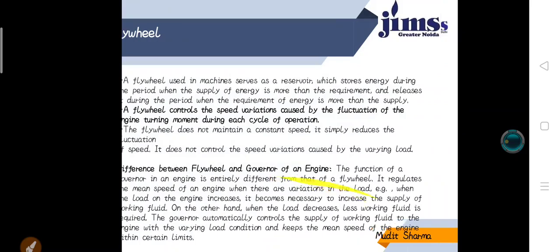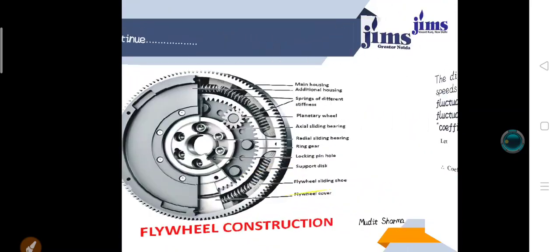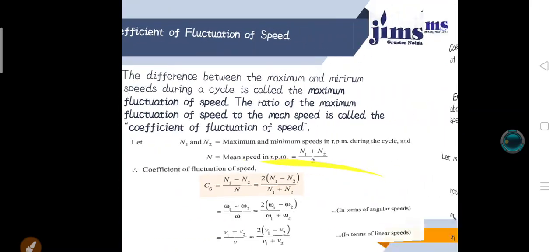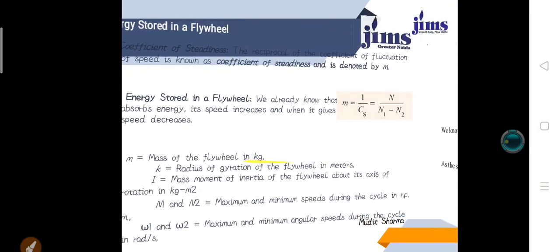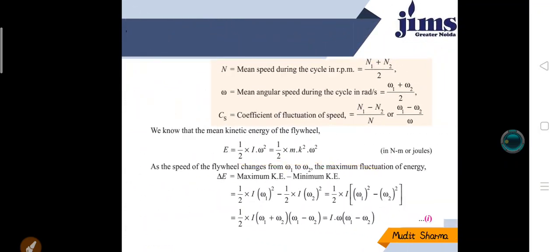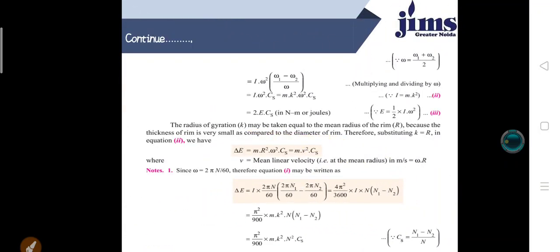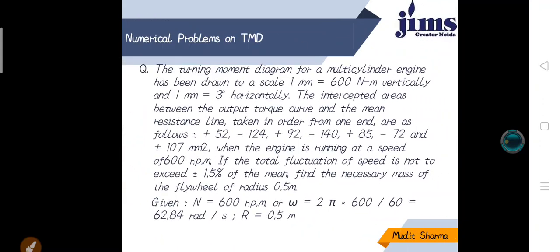In the previous lecture, we already discussed what a flywheel is, the coefficient of fluctuation of speed, the coefficient of steadiness, etc., and the derivation and expression. So today's topic is a numerical problem.